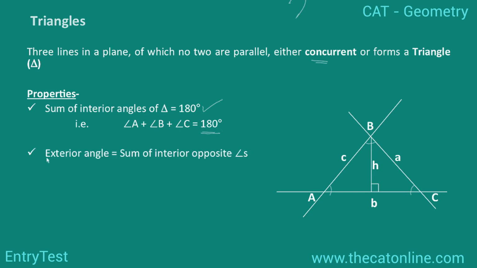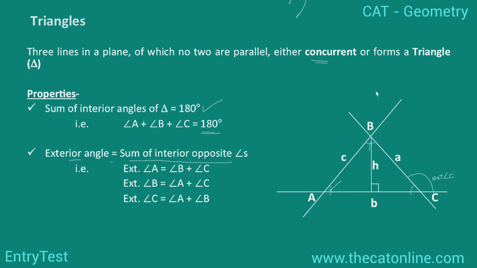The next one being the exterior angle of a triangle is equal to the sum of the opposite interior angles. So if I talk about exterior angle C, this will be equal to the opposite interior angles. There are three exterior angles that I have. Exterior angle A will be equal to interior angle B plus angle C. Exterior angle B will be equal to interior angles A and C, and exterior angle C will be equal to interior angles A and B.